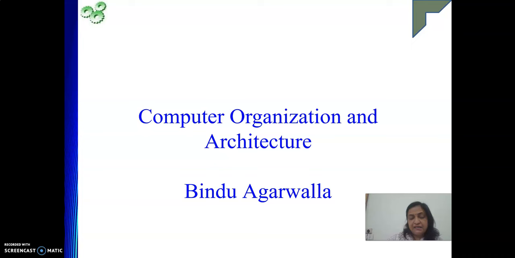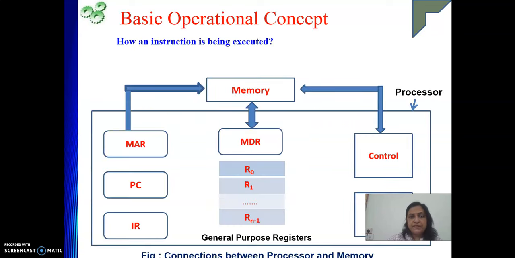So we were discussing basic operational concept in our computer organization architecture course. We have seen the basic theory behind. Now we'll take up some examples to understand it in a clear manner, right? So see, actually inside your CPU, these registers are there, and this control unit and ALU is there.